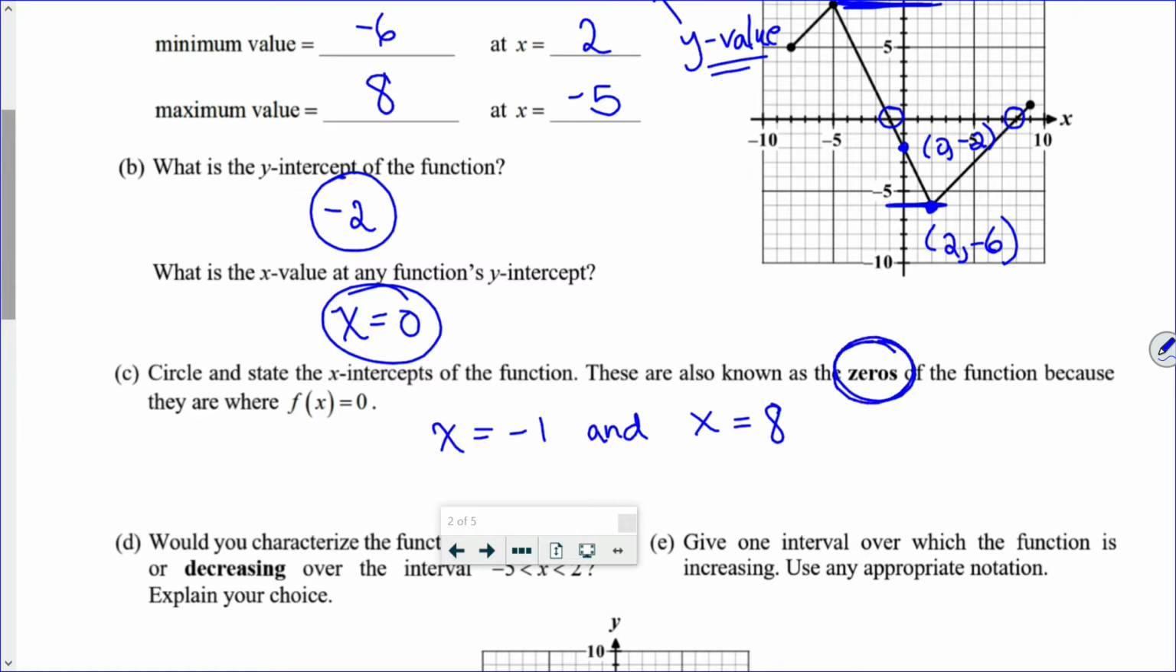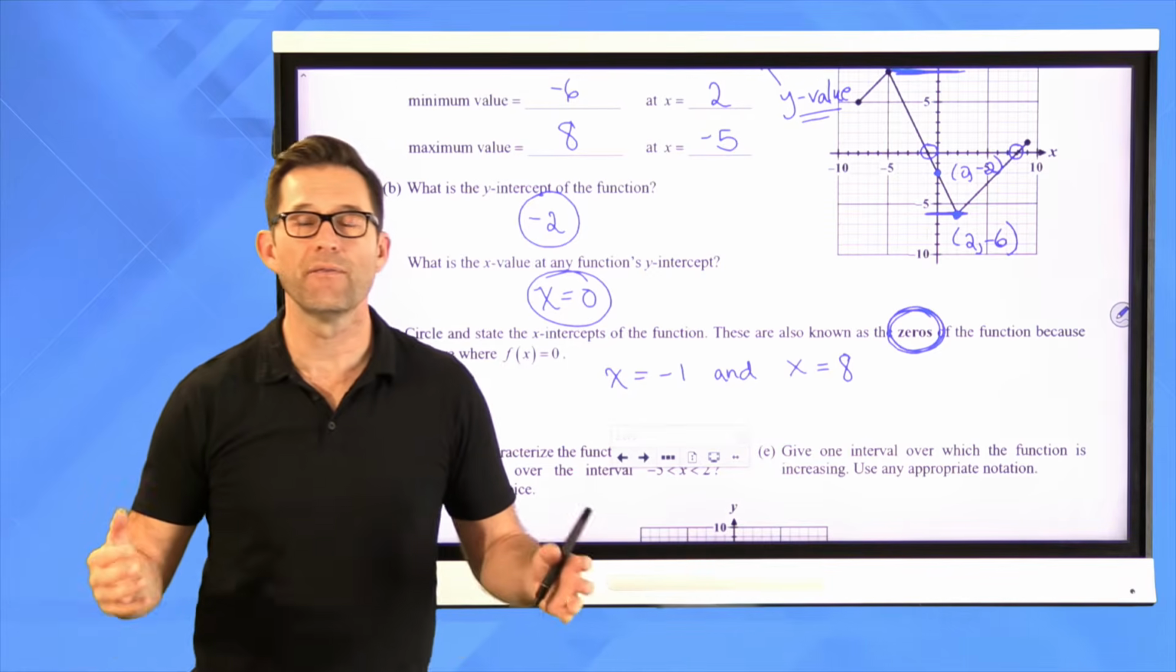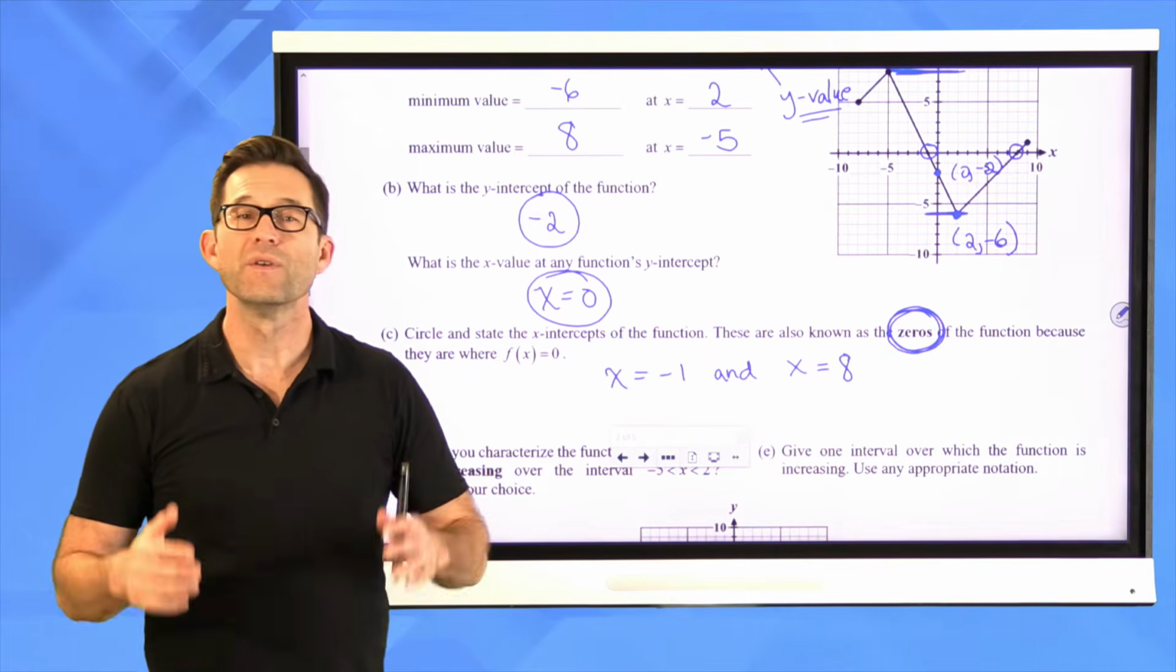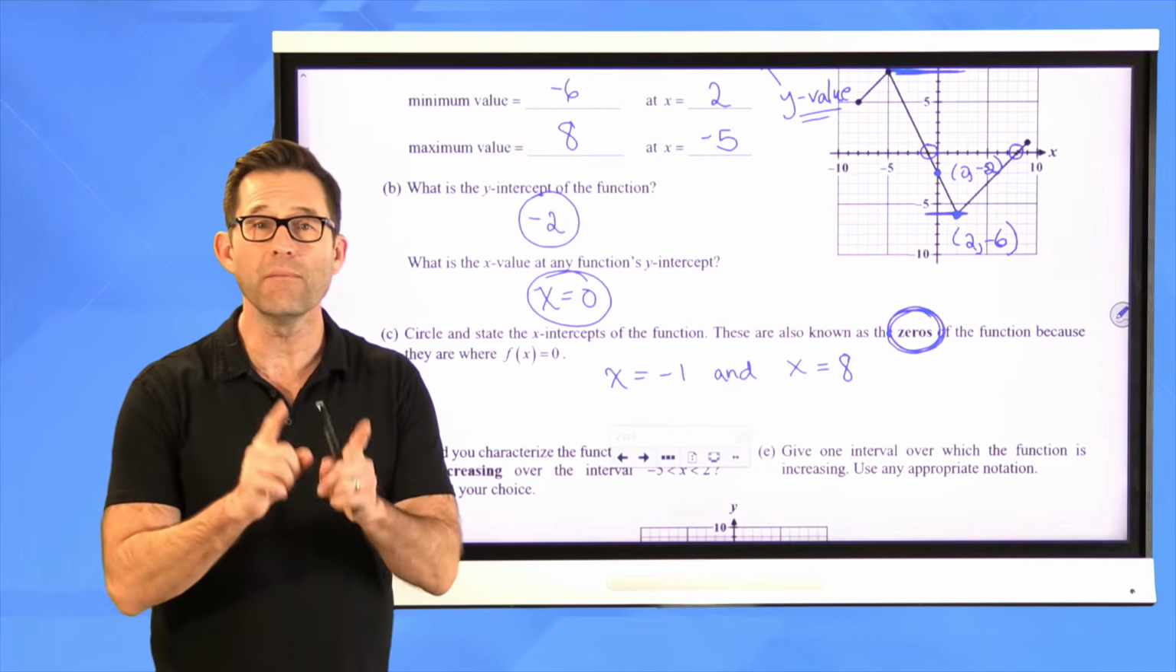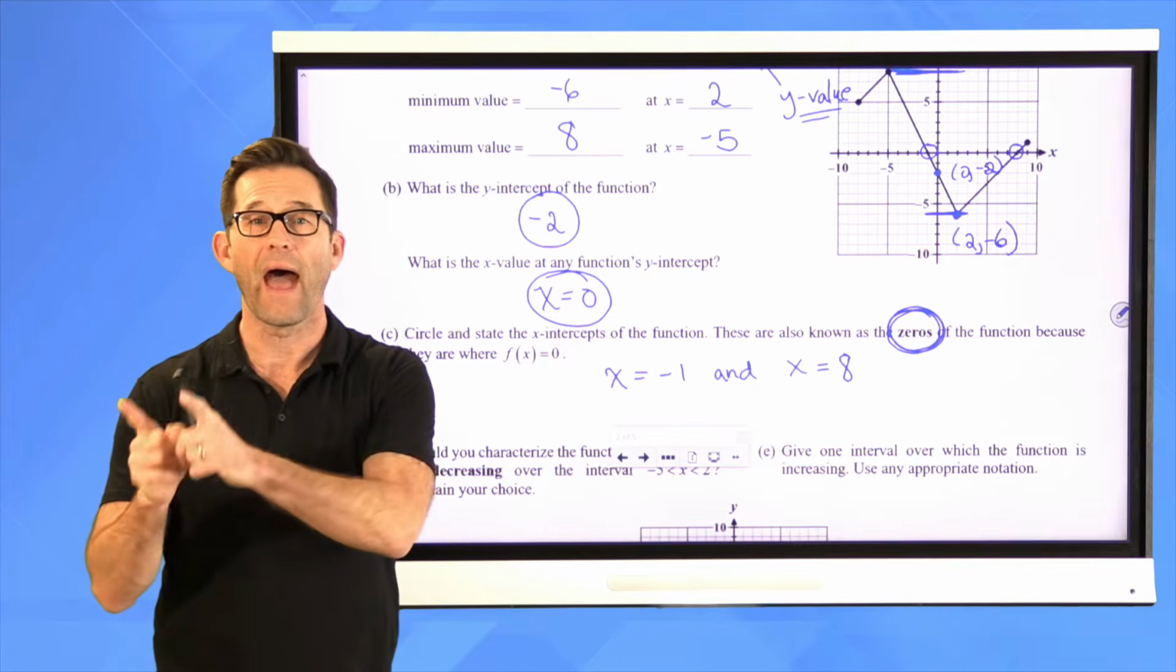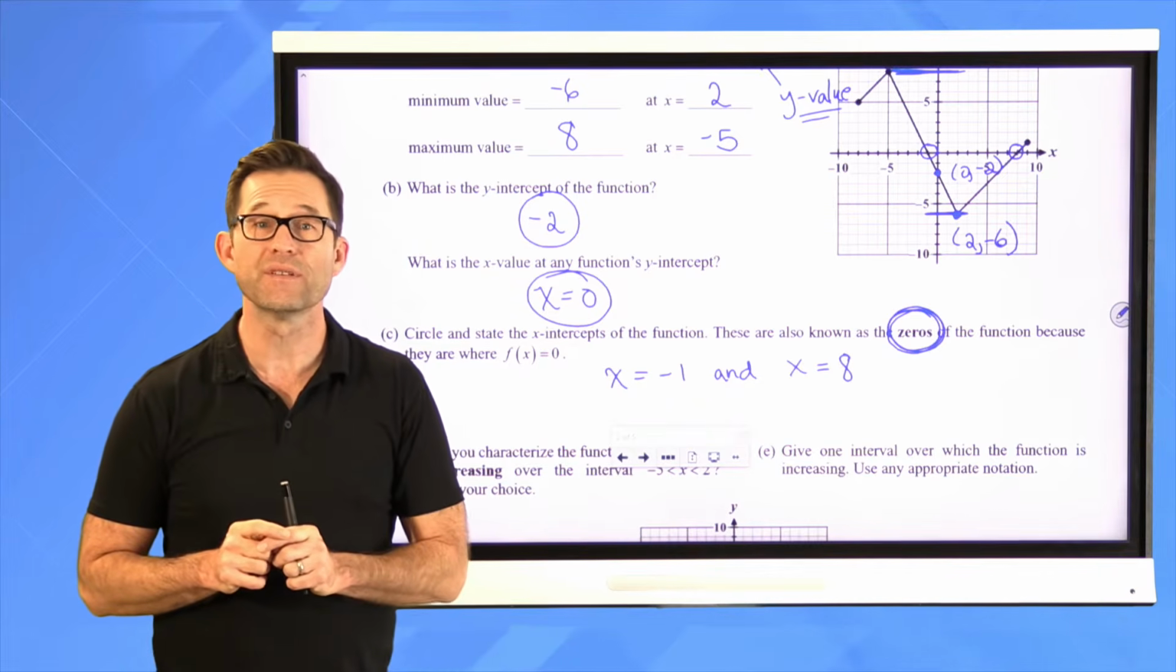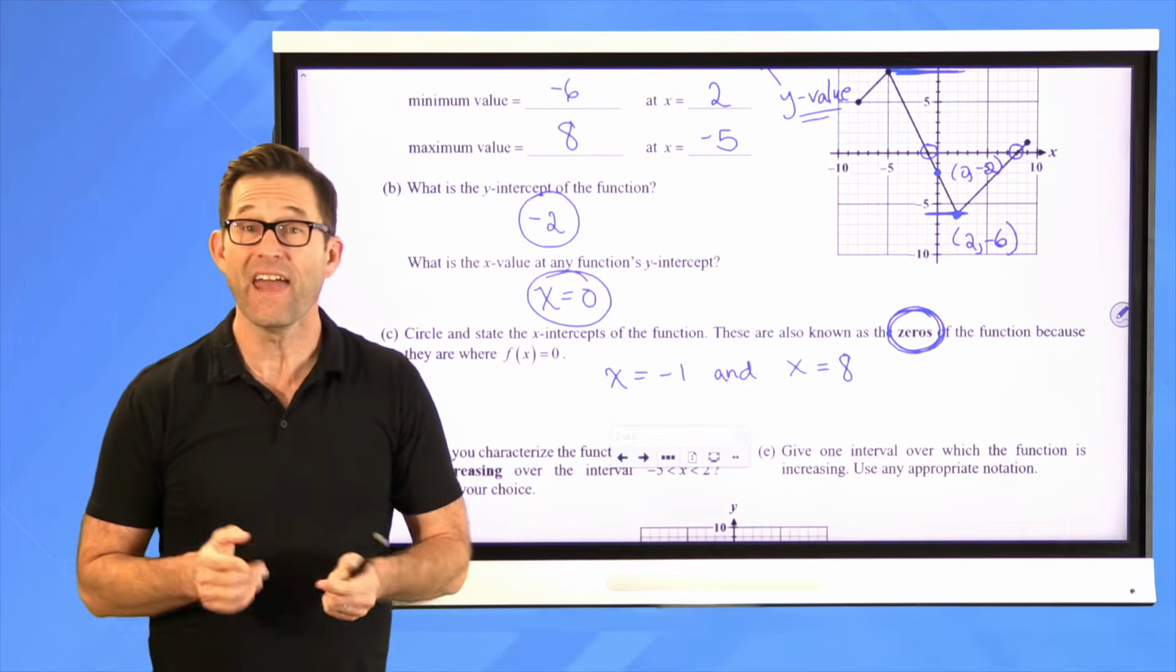This term is very important: the zeros of a function. The zeros of a function are the input values where the output is equal to 0. And it's true.